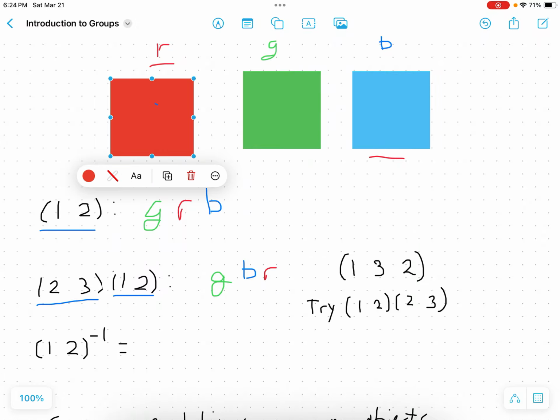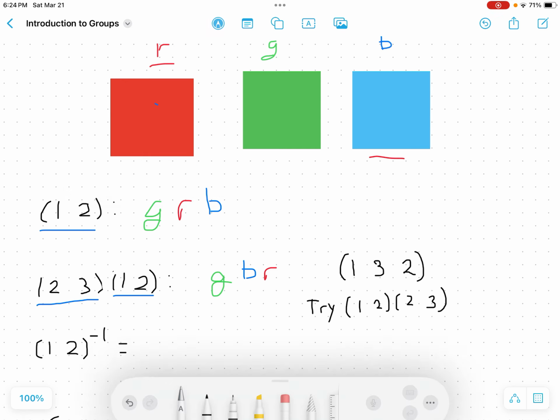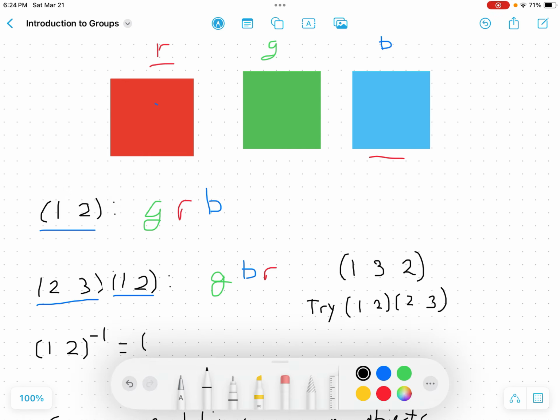Now I've swapped back to the original position. We've seen that if I perform 1, 2, and then 1, 2 again, that is just going to be the permutation that does nothing. So that does count as the inverse.